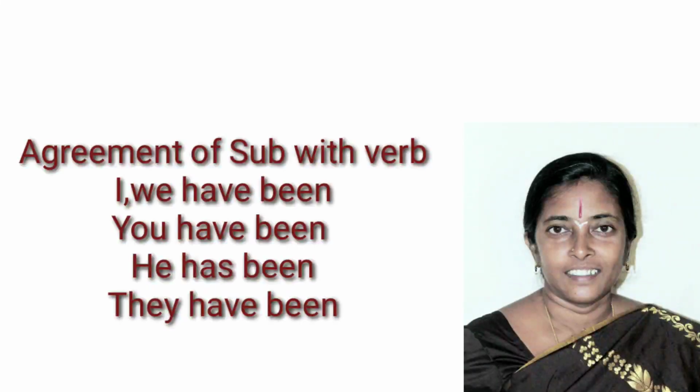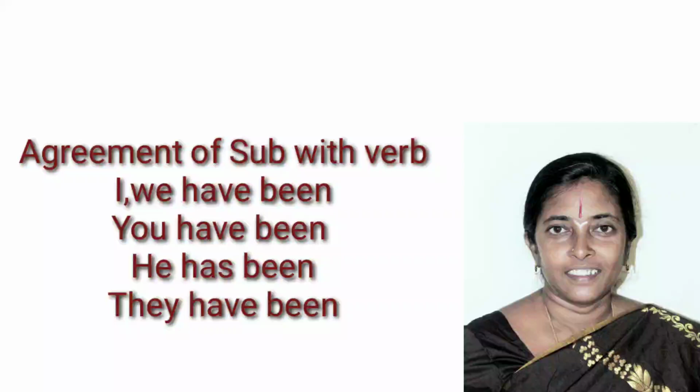Now let us observe the agreement of subject with verb. As we discussed earlier, we have to use have or has even in present perfect continuous tense. When do we use have and when do we use has? Let us discuss now. I or we, these two are first person personal pronouns. As such, we have to use only have. Remaining words are the same. Been, there is no change in been. We have to use the same word whatever subject we use.